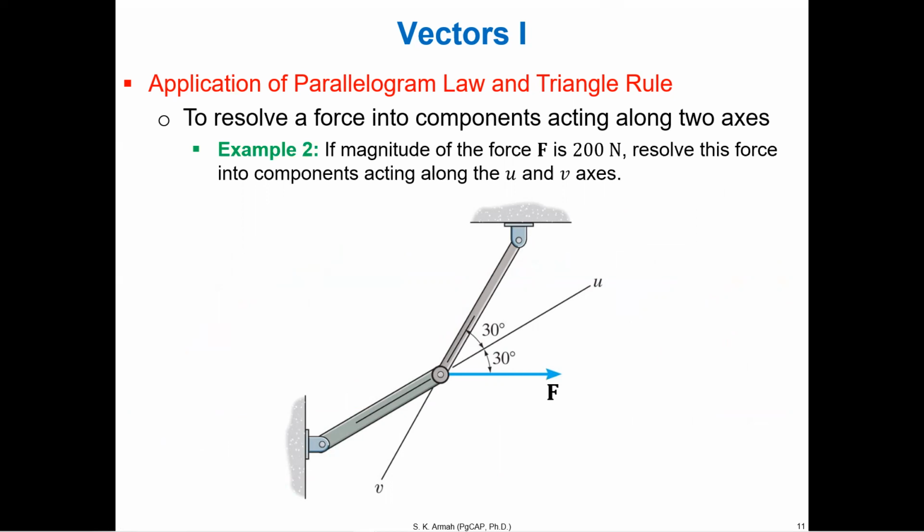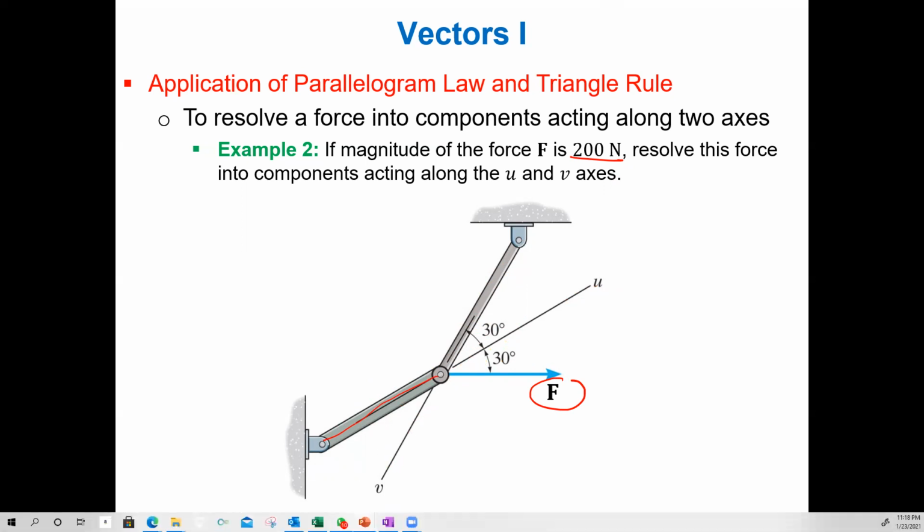So this is the next example. I'm going to switch to something called OneNote, which is like a whiteboard, and I'll solve the problem there for you to see. Okay, so look at the problem here. This is a force F with a magnitude of 200 newtons, and you are pulling this two-bar. U is the direction of this bar, V is in the direction of this bar. So as an engineer, you want to find the component of F alongside U and alongside V.